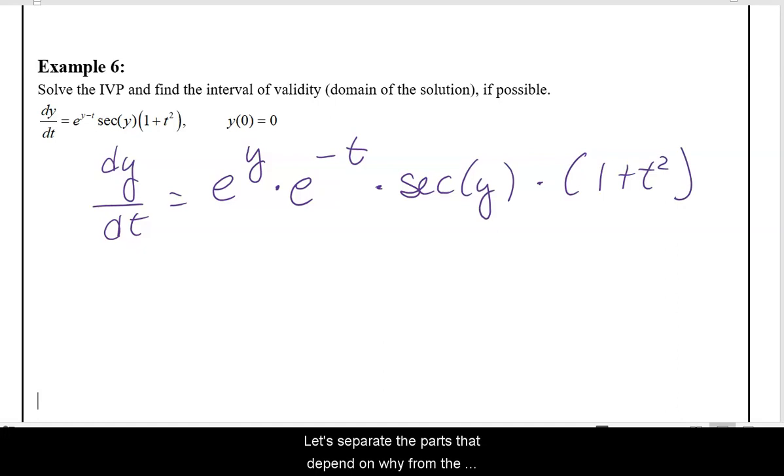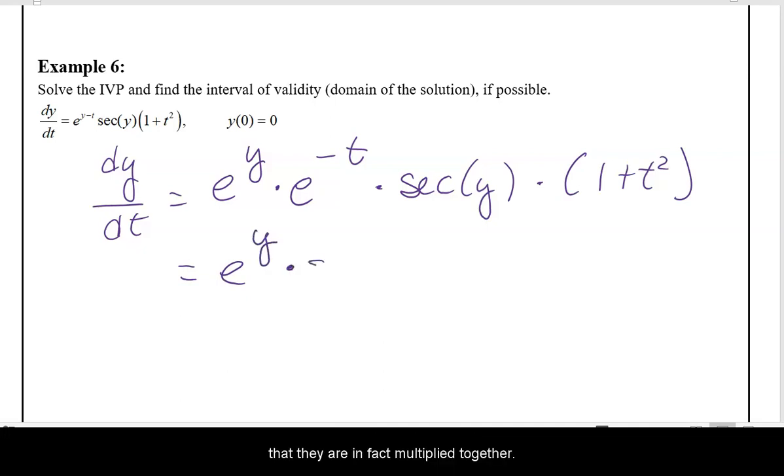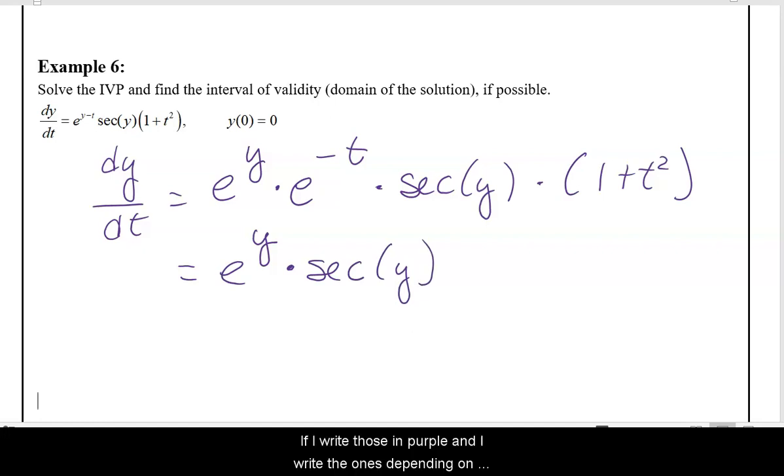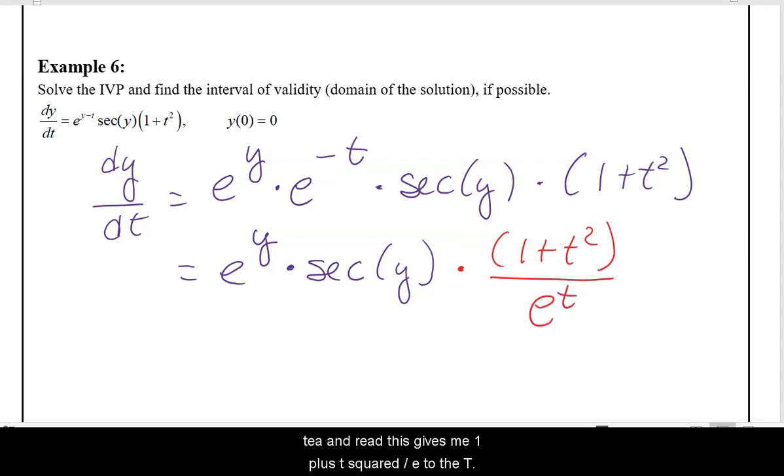Let's separate the parts that depend on y from the parts that depend on t, and double check to make sure that they are in fact multiplied together. If I write those in purple and I write the ones dependent on t in red, this gives me 1 plus t squared divided by e to the t. It is separable.